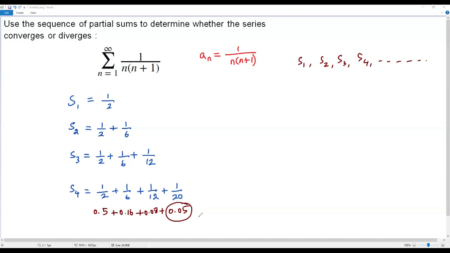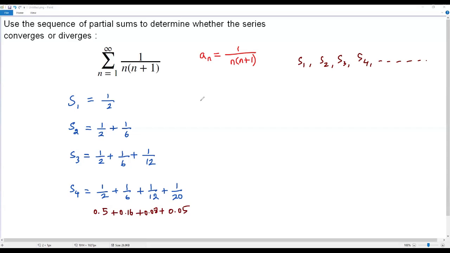So what if I find the fifth partial sum? What will be the value of the fifth term in the fifth partial sum? Definitely it will be less than this 0.05. That is, it will be too small and close to 0. In this way, when I find partial sums like the 10th, 11th, 20th, 100th partial sum, the value of the last term will be too small and very close to 0.